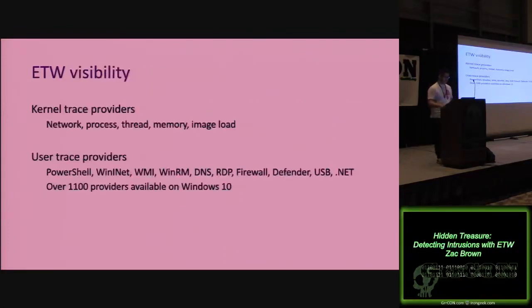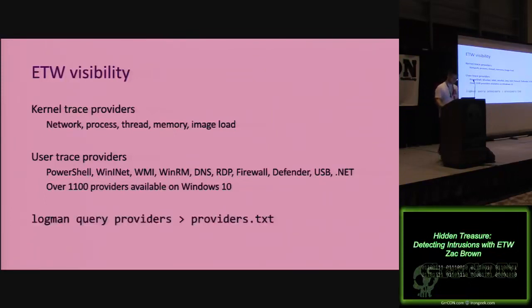There are a ton of providers available. There's two major categories of providers, and we're going to only spend time on user trace providers. Kernel trace providers are special, and they're not special necessarily in a way that matters, because a lot of the data that's available in a kernel trace provider is also available in a user trace provider. Just in the user trace providers alone, you've got over 1,100 on Windows 10. And this ranges from stuff like PowerShell to WinINet to WinRM, which is PowerShell remoting. DNS, RDP, firewall, the list goes on and on and on.